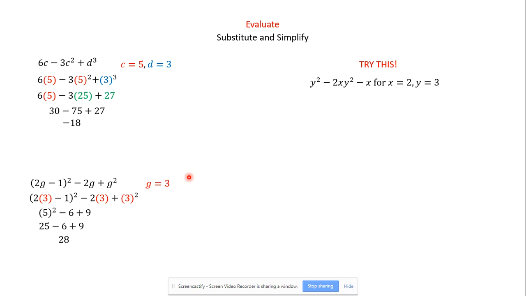How'd that work out for you? Do you think you got it? So first step, we're going to plug them in. Y is 3, so we get 3 squared, another 3 squared. X is 2, so we have a 2 there and a 2 there.